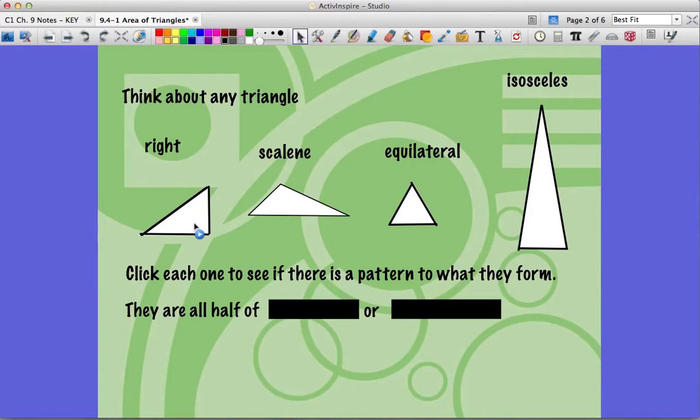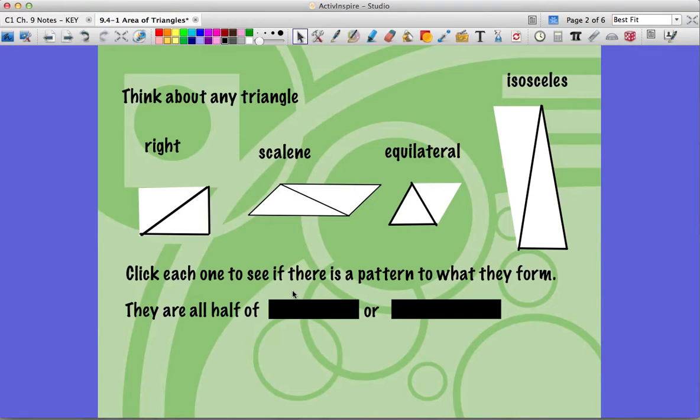If you take a right triangle, you copy it exactly, and flip it and put the two slanted sides together, the two shapes make a parallelogram, or in this case, a rectangle. Same thing if you do this with the scalene, with the equilateral, and with the isosceles.